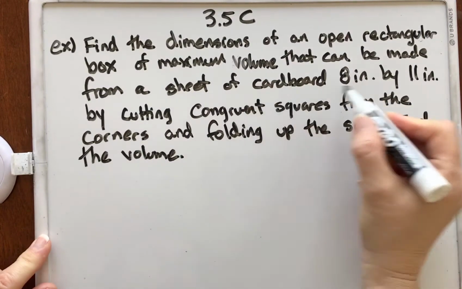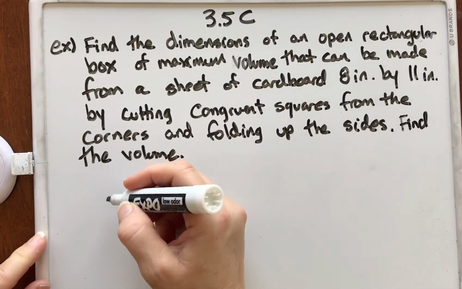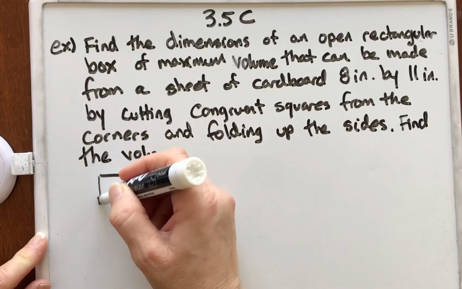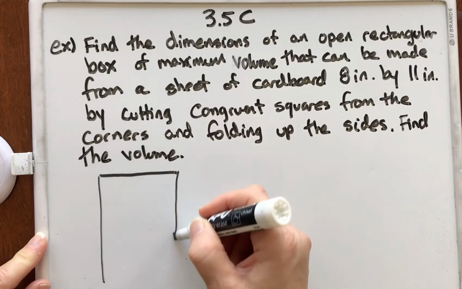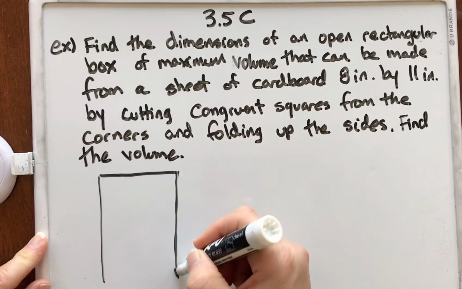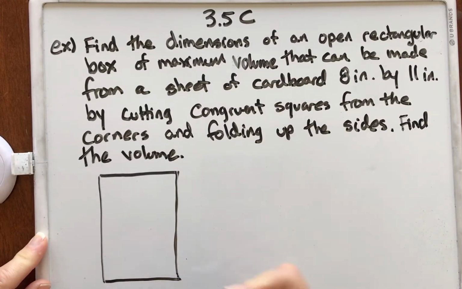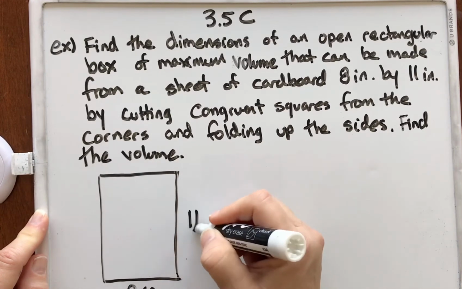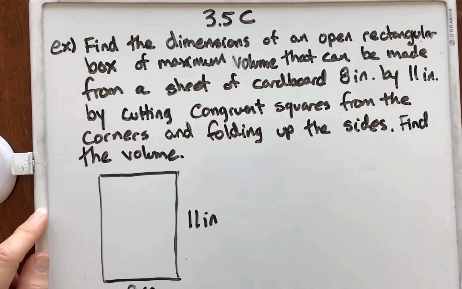First, we're starting off with a piece of cardboard 8 by 11 inches. So that's pretty much the same size as a piece of paper. So let's just pretend we have a cardboard that's the same size as a piece of paper. Find the dimensions of an open rectangular box of maximum volume that can be made from a sheet of cardboard 8 inches by 11 inches. So this is 8 inches. This is 11 inches.